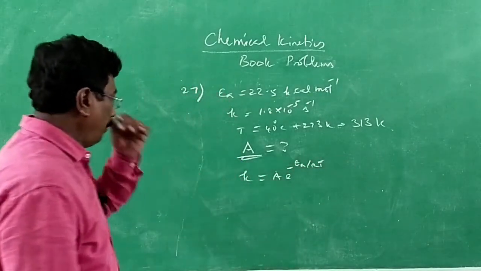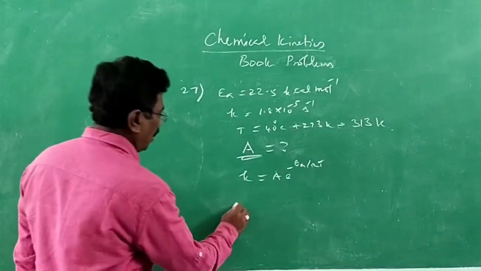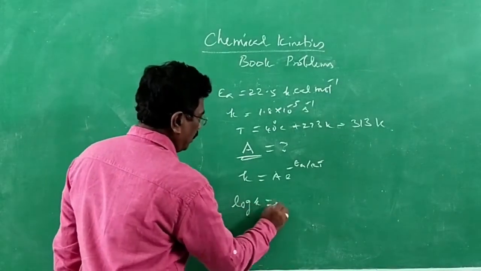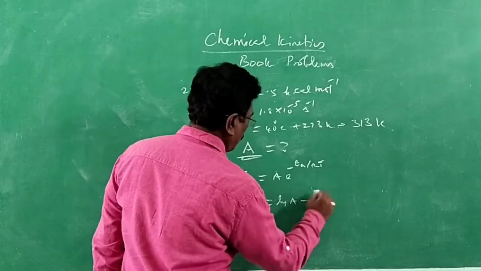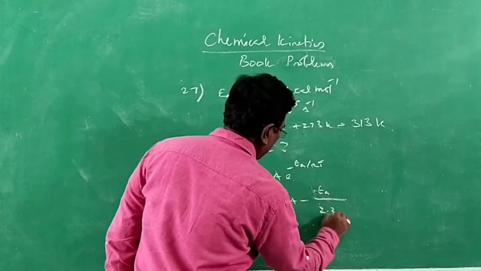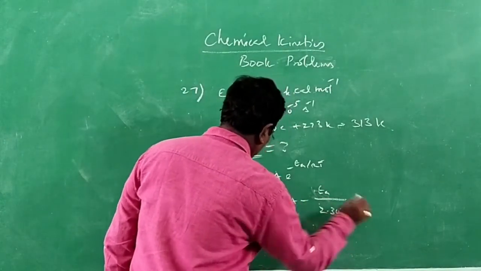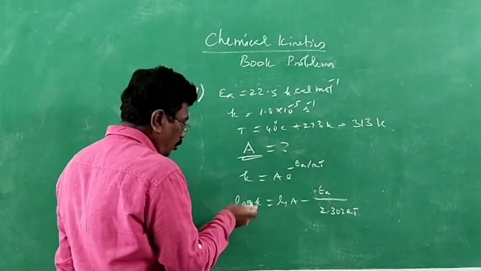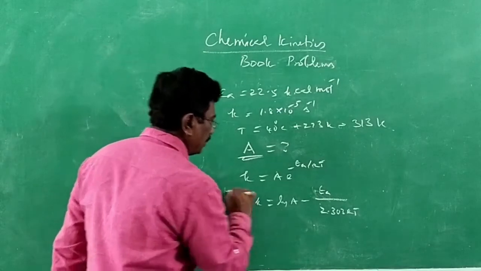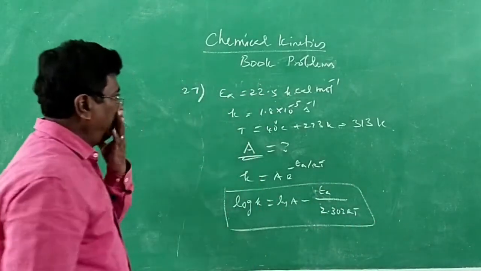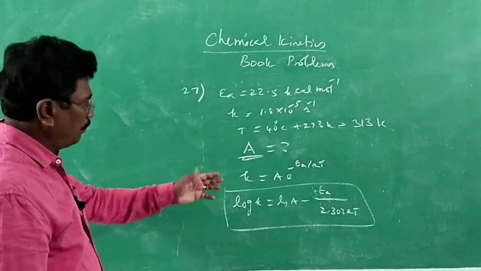All right. We can go in for logarithmic expression. Log K is equal to log A minus EA by 2.303 RT. That you may be knowing, because if it is converted into common logarithm, it has to multiply by 2.303. Upon division, you will be getting this expression. This expression you will be knowing already. Log A, what is the value of log A?